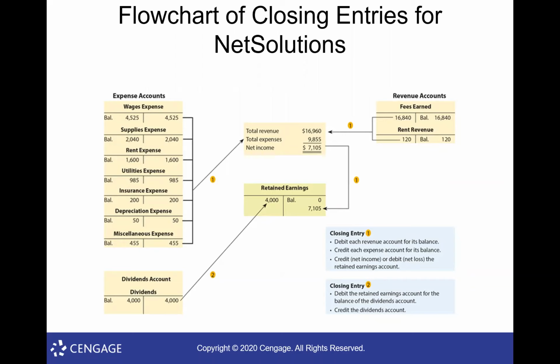Dividends has a debit balance of $4,000. Why? Because that's the normal balance for dividends. So to close dividends, we'll credit it $4,000, and we'll debit retained earnings $4,000.